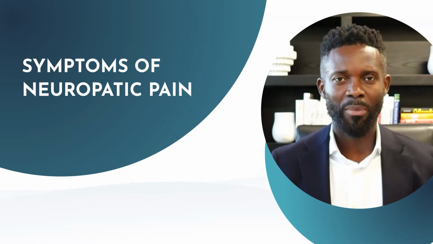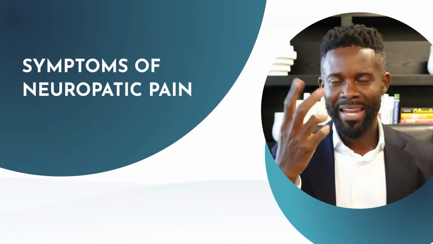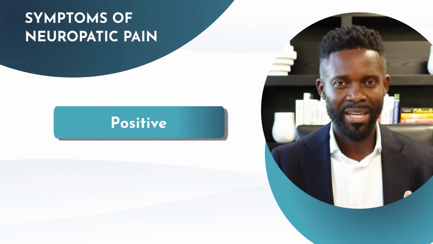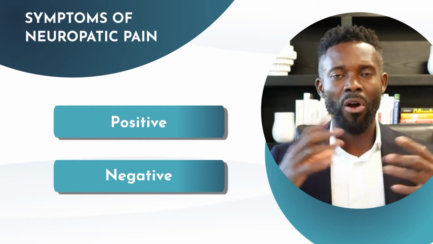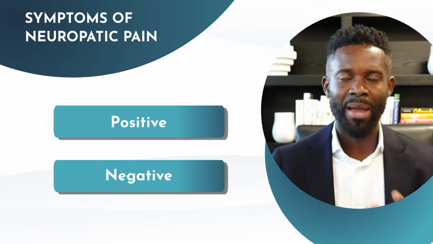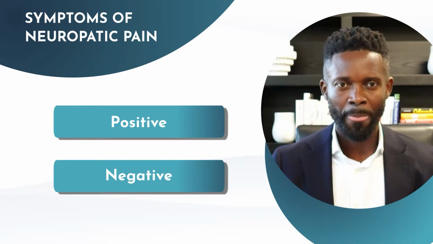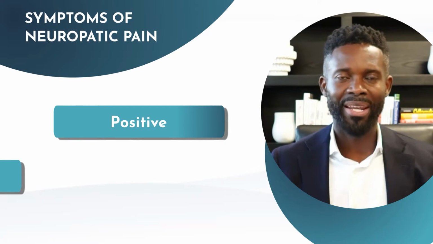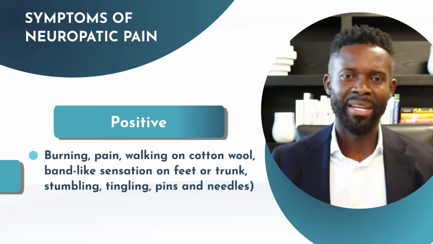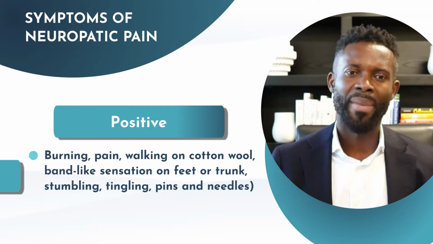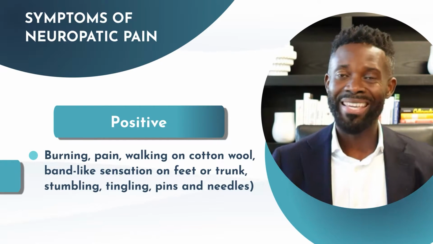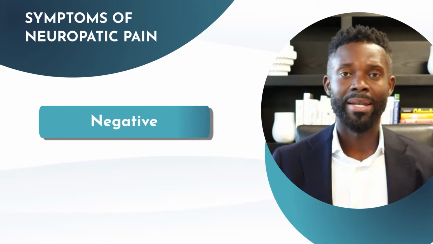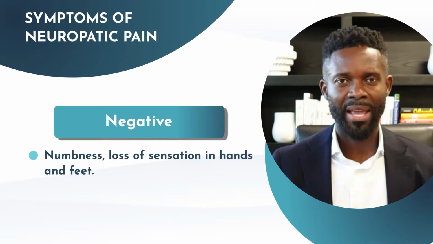So now let's talk about the symptoms of neuropathic pain. When it comes to neuropathic pain, it's not just the numbness and pain that people are familiar with. There are actually what we classify as positive signs and negative signs. And then there is also specific description that goes based on the type of nerves that become affected. So most people know that neuropathic pain, or how patients would describe it in a positive sense, includes burning pain, feels like walking on cotton wool, and a sensation on the feet and trunk. Pins and needles is the classic description that individuals will give. The negative symptoms include numbness, loss of sensation of the hands, and even weakness.